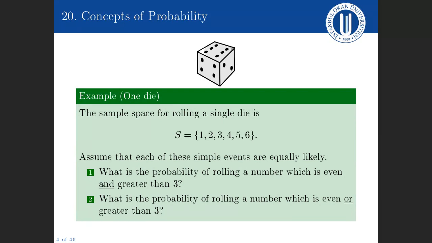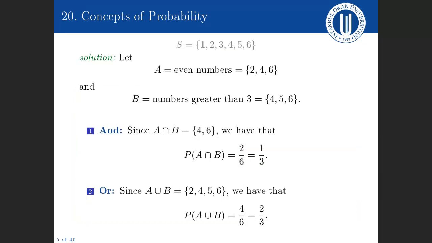Two questions. Question number 1, what is the probability of rolling a number which is even and greater than 3? Question 2, what is the probability of rolling a number which is even or greater than 3? We're going to be using unions and intersections. We need two events. Let A be the event that we get an even number, that's 2, 4, or 6. And we're going to let B be the event that the number we get is greater than 3. So B is going to be the set containing 4, 5, and 6.